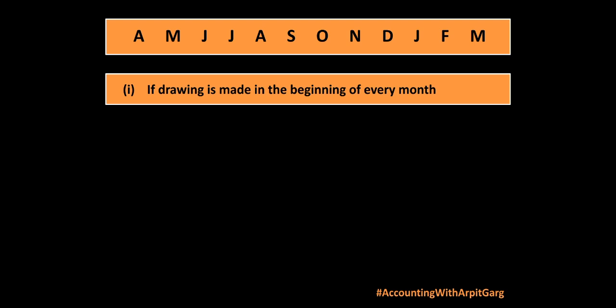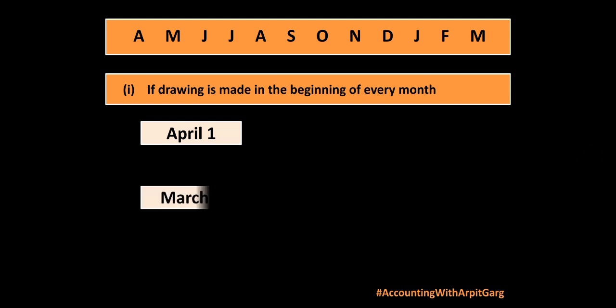So find out the date of your first drawing, as it is done in the beginning of every month. So the first drawing is made on 1st April. Then find out when our last drawing was made. It is on 1st March, that is the beginning of the last month. Then find the last day of the year, that is 31st March. See, first drawing, then last drawing and then last date of the year.